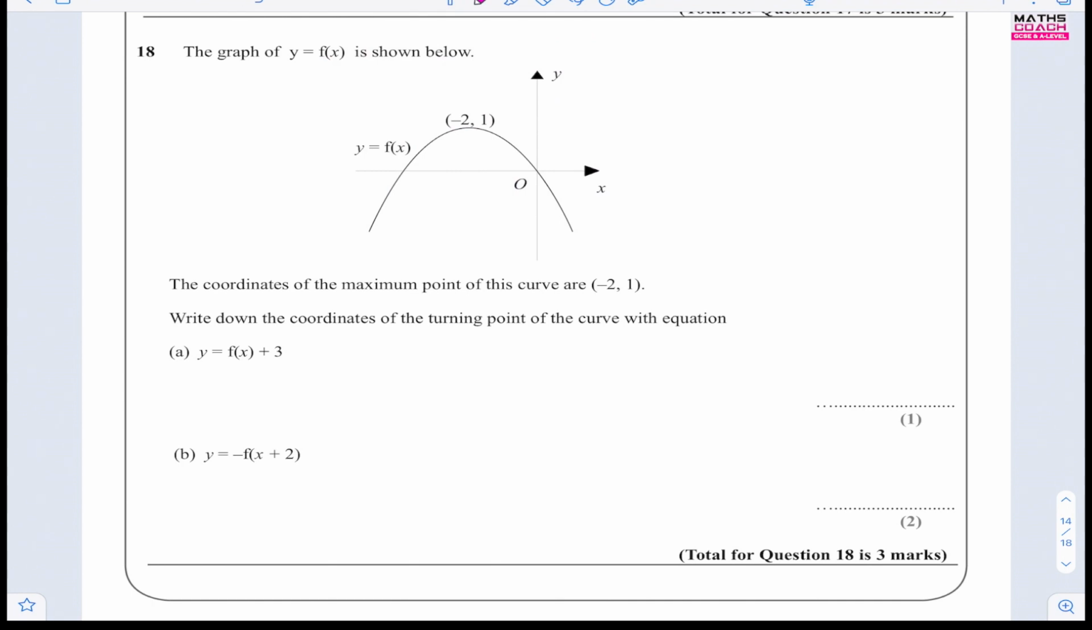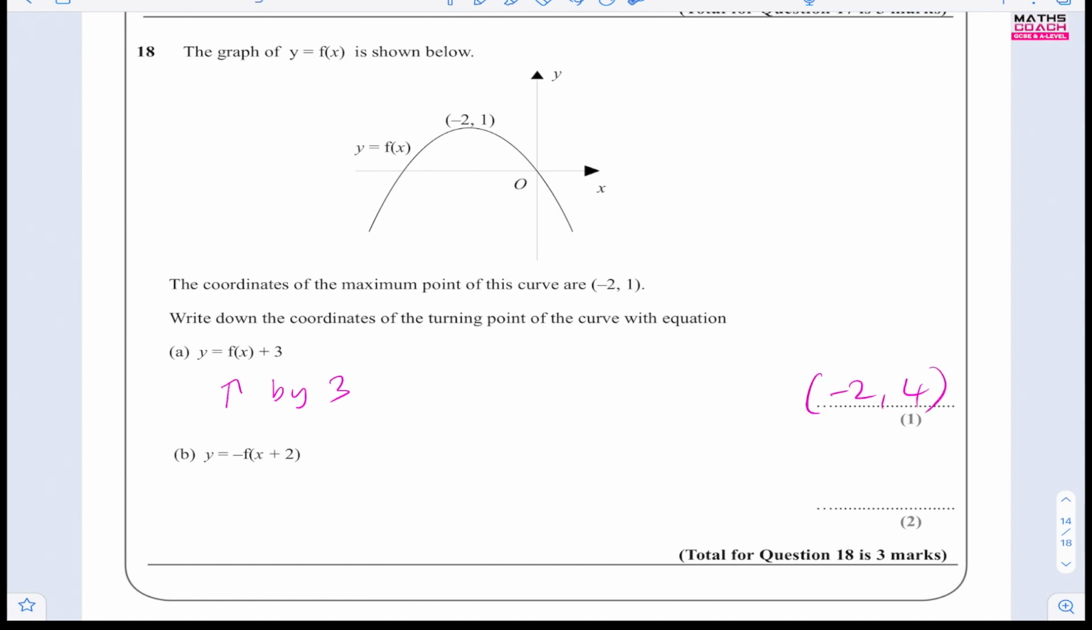Okay, question 18. We are shown a graph f of x and we are given the maximum point, which is minus 2, 1. We are told to write down the coordinates of the turning point of the curve with the equation y equals f of x plus 3. So what does a plus 3 outside do? It shifts our graph up by 3. So this coordinate right here, the x will remain the same. This will just go up by 3, which will only change the y coordinate of 1. So this will now become -2, 4.